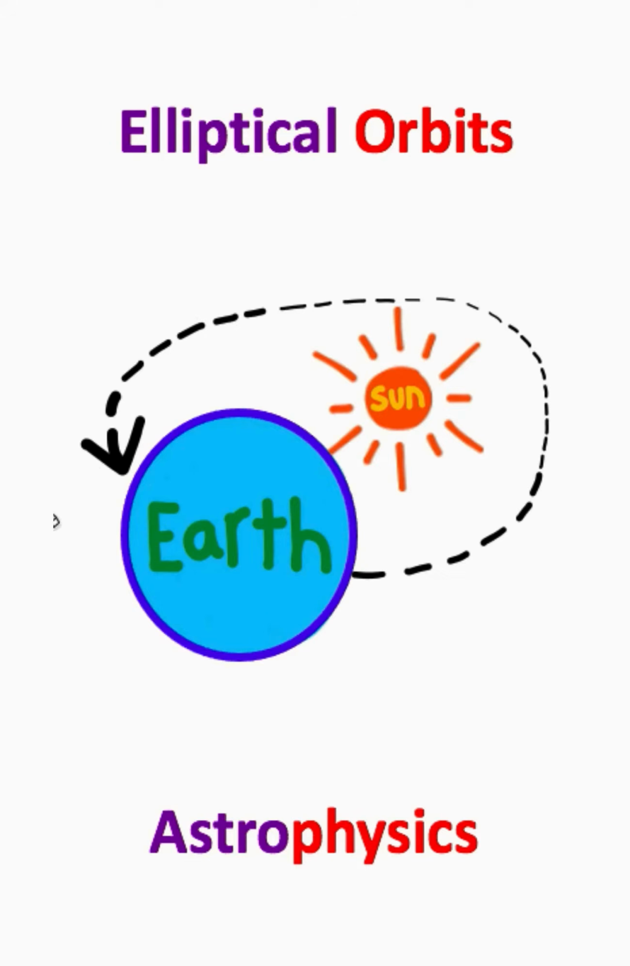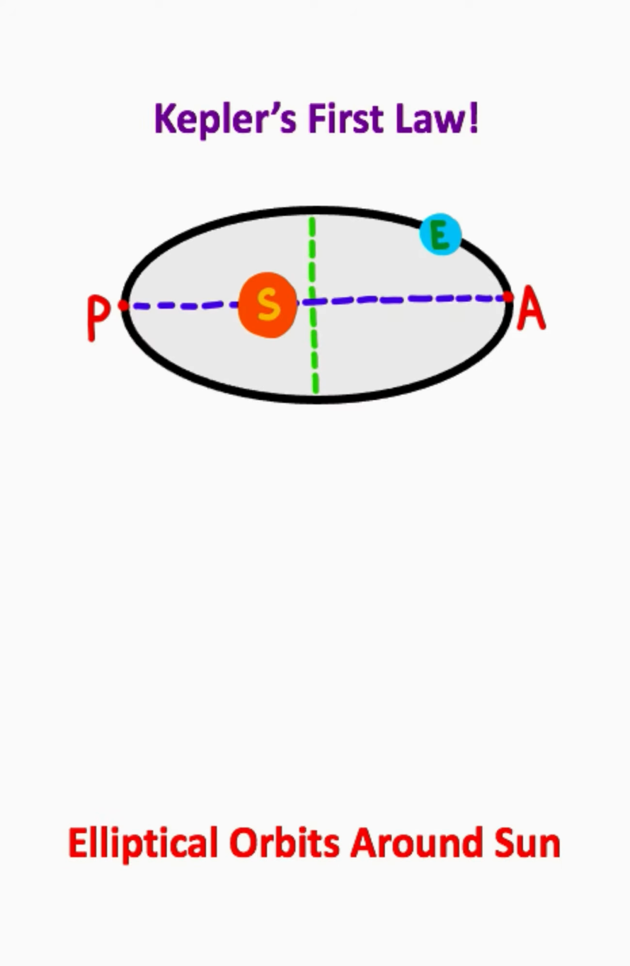In a lot of mechanics-related problems, we assume that the Earth makes a circular trajectory around the Sun, but that's actually not entirely accurate. Kepler's first law states that planets actually make an elliptical rotation around the Sun. This endpoint of the ellipse that's close to the Sun is called the perihelion. This endpoint of the ellipse that's far from the Sun is called the aphelion.